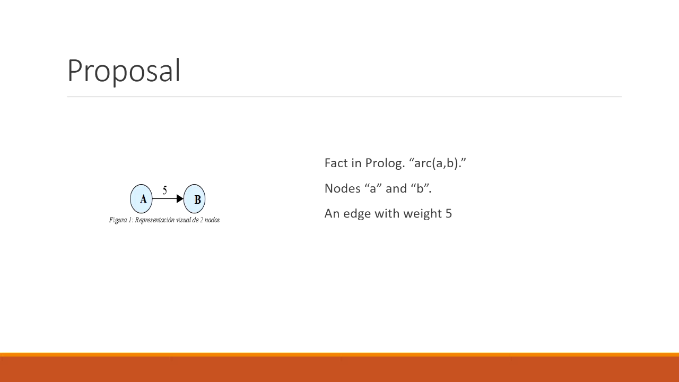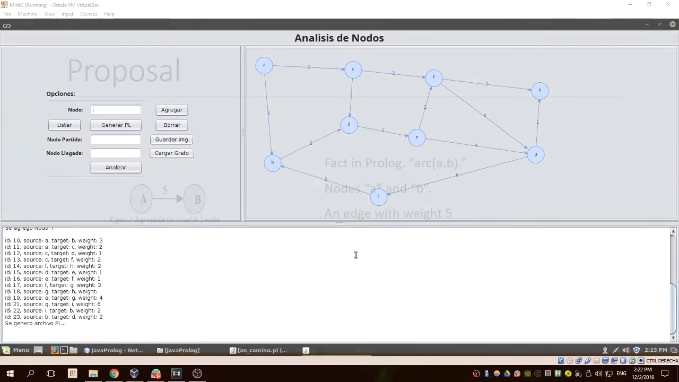The following figure shows a clear example of a graph. This graph represents a fact in Prolog. It is formed by two nodes, A and B, and one edge with weight 5. In other words, it explains that there is a connection from A to B, but not from B to A, due to the direction of the edge.